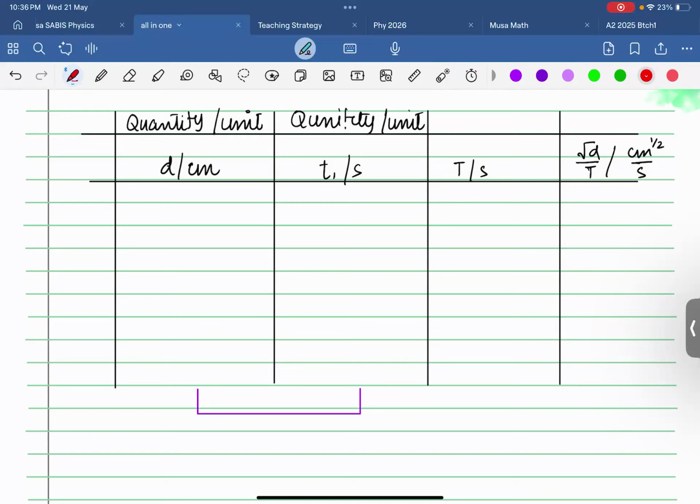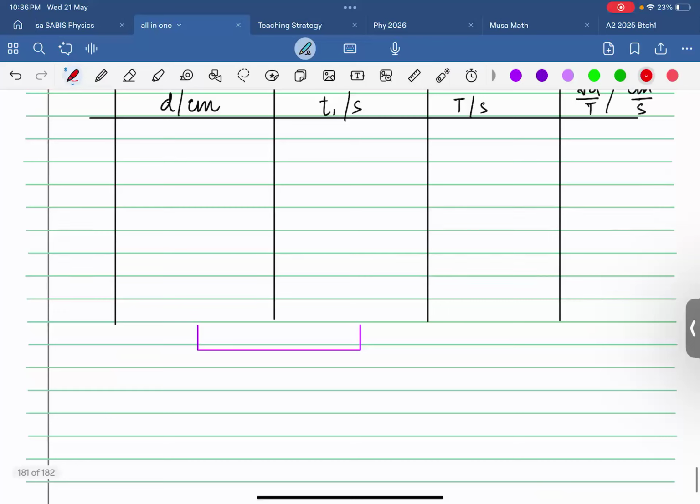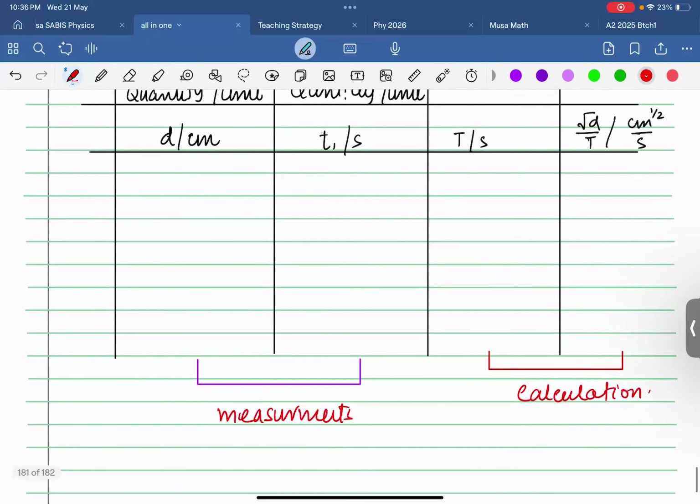So in every table you have two types of quantities. The first type of quantities are measurements, and the second type of quantities are calculations. Guys, always keep in mind, when you have the measurements, all the measurements should be written in decimal places, and you should ignore the significant figures.